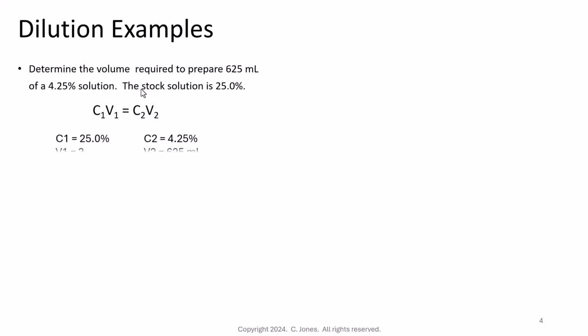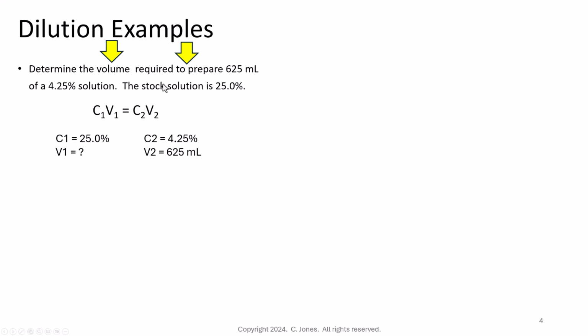So now we need to identify what number goes with what variable. What is C1? What is V1? What is C2? What is V2? So again, this comes from reading the problem. Volume required to prepare. Right? If we're preparing something, we're ending up with it. So that must mean that this is going to be an initial volume or a starting volume. This is a volume that we need to dilute. And then to prepare 625 mils, well, if we're preparing something, that's going to be our final volume. That's what we end up with. So that will be V2.